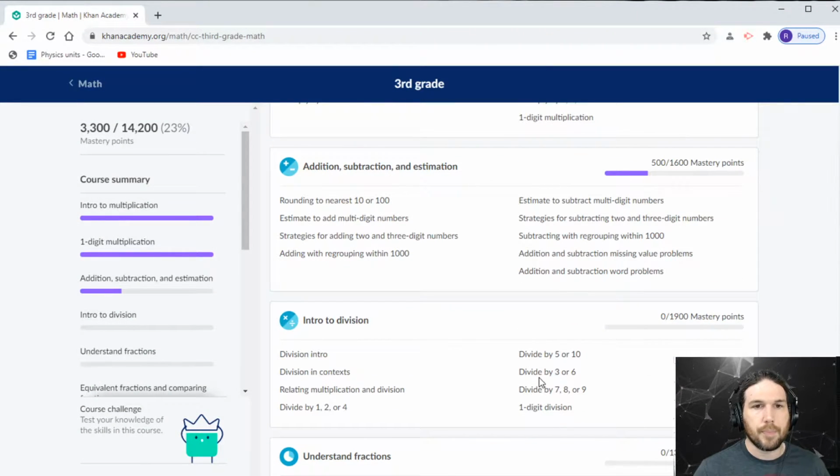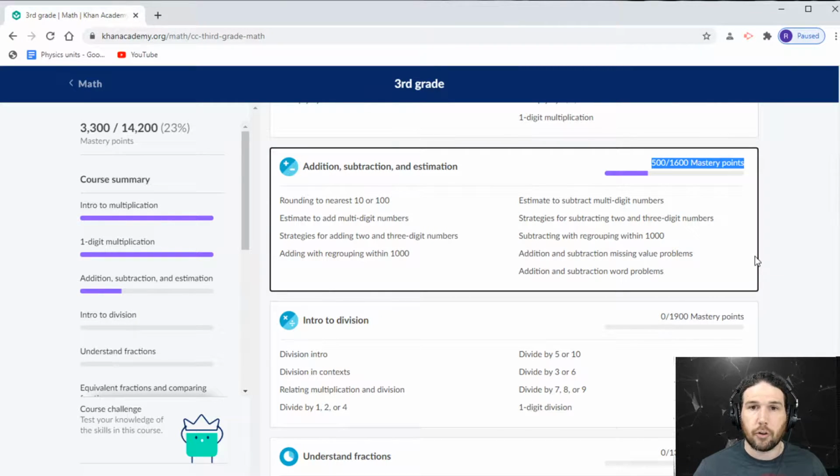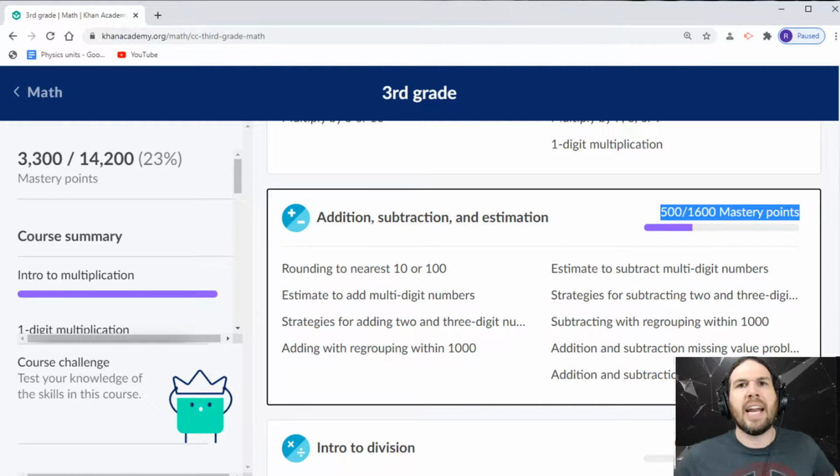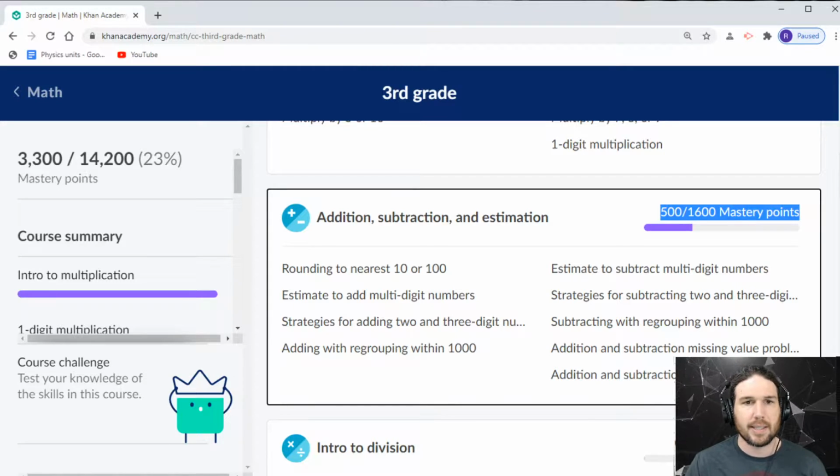Let's move on to addition, subtraction, and estimation. Now, we've really done a lot of this already in previous grades. You see how it says 500 out of 1600 mastery points? That's because in previous grades, we already did some of this, so I'm not going to do again any of the topics that we mastered in previous grades. I just really like that Khan Academy has review.